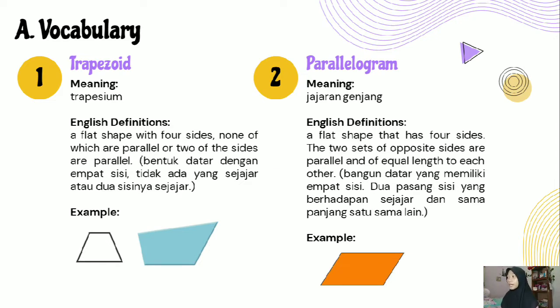And number 2, parallelogram, meaning in Indonesian language is jejar genjang. English definition, a flat shape that has 4 sides. The 2 sets of opposite sides are parallel and of equal length to each other.